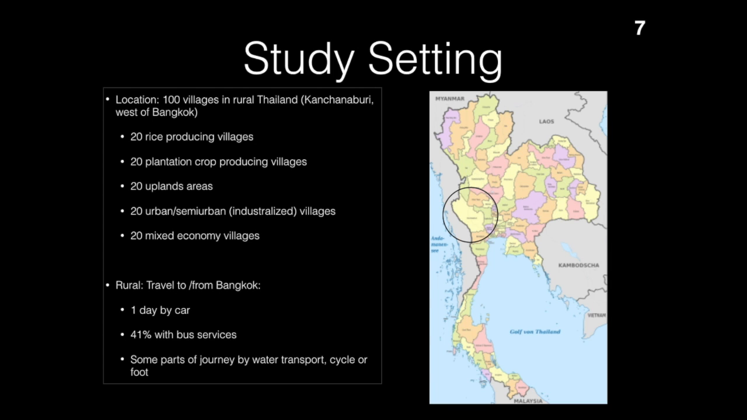The location of these households were in villages in the Kanchanaburi province. Seen in the circle here, it's west of Bangkok. This province is about 100 kilometers away from Bangkok, and the transportation from Bangkok to the province takes about 1 day on average.